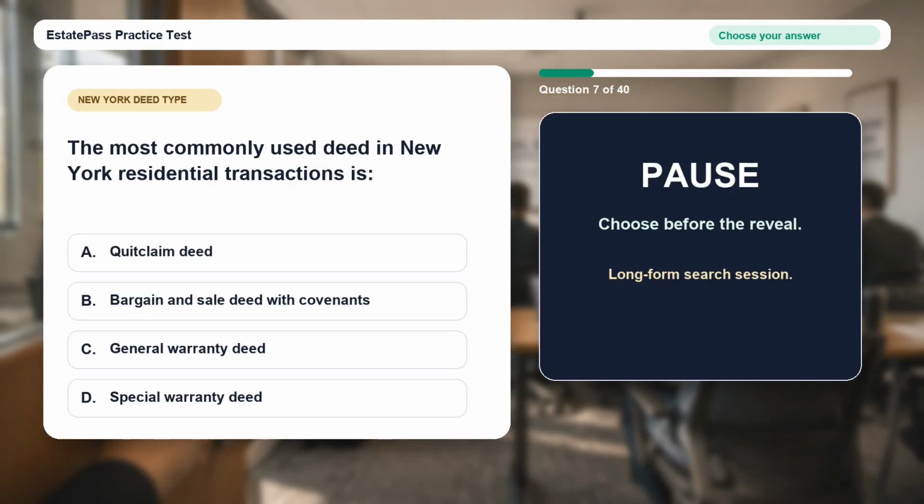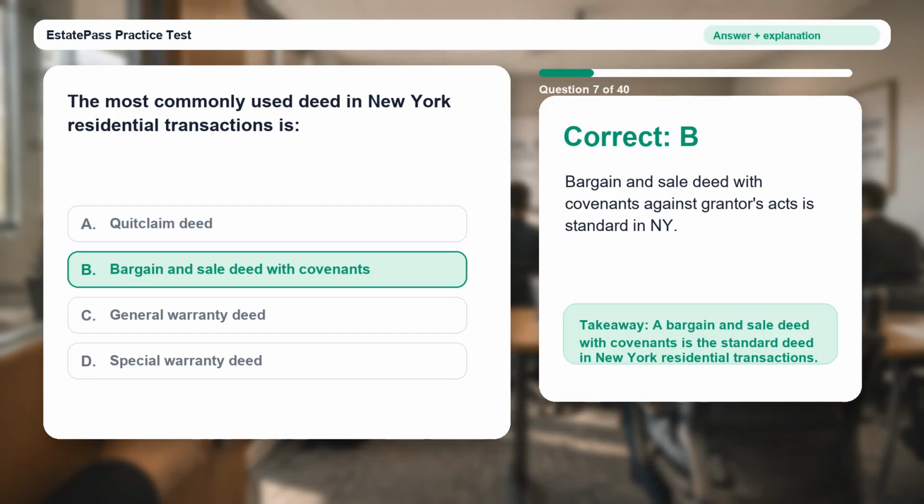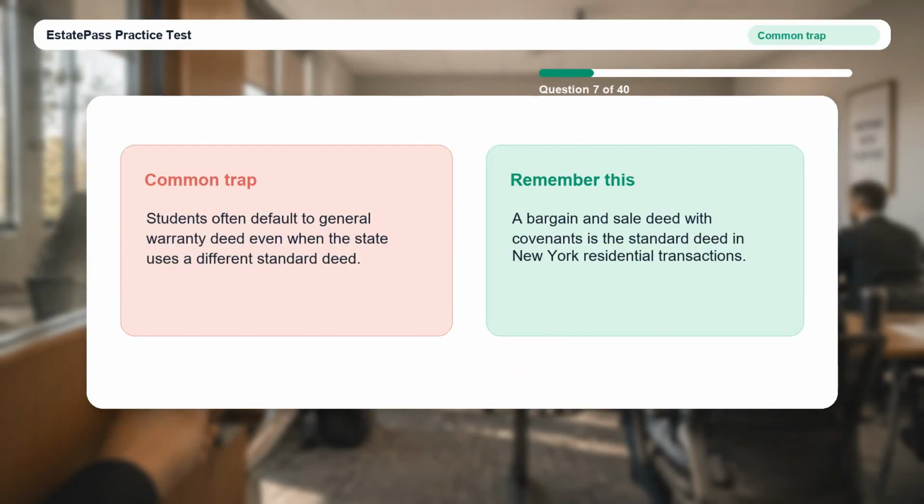Question 7. The most commonly used deed in New York residential transactions is. Your choices are A. Quitclaim deed, B. Bargain and sale deed with covenants. The correct answer is B. Explanation. Bargain and sale deed with covenants against grantor's acts is standard in NY. Common trap. Students often default to general warranty deed even when the state uses a different standard.